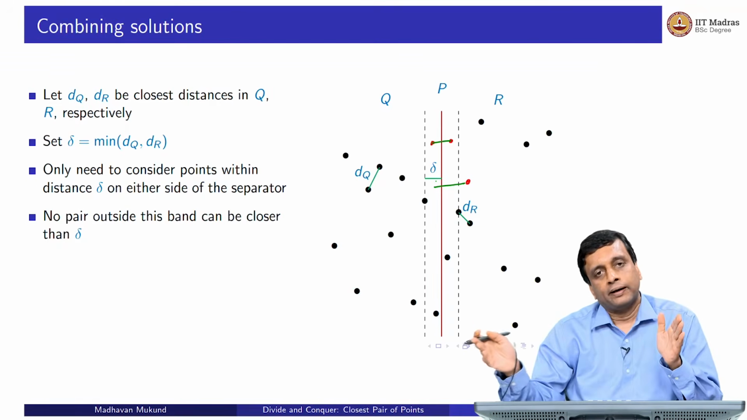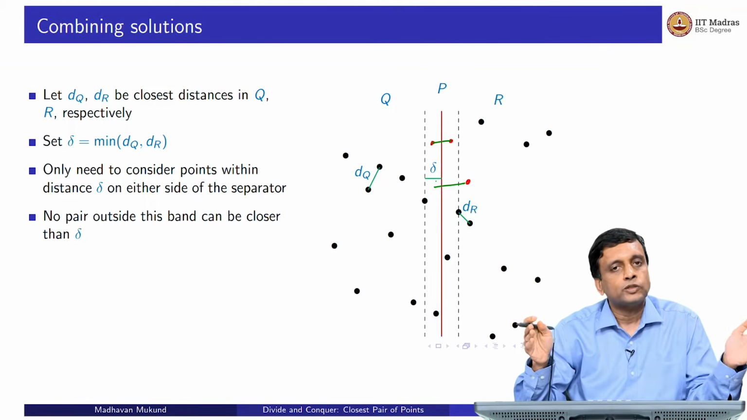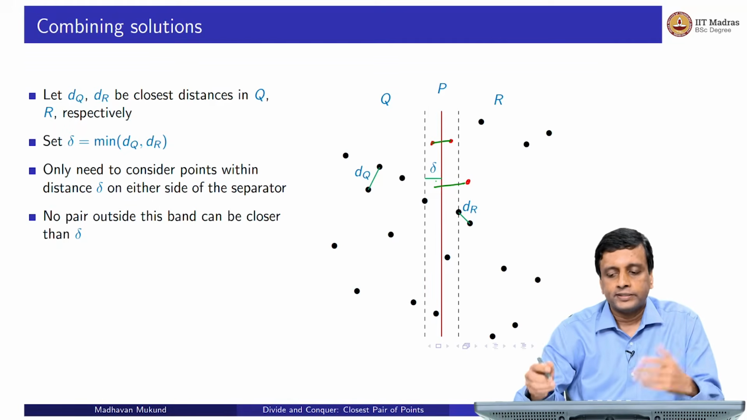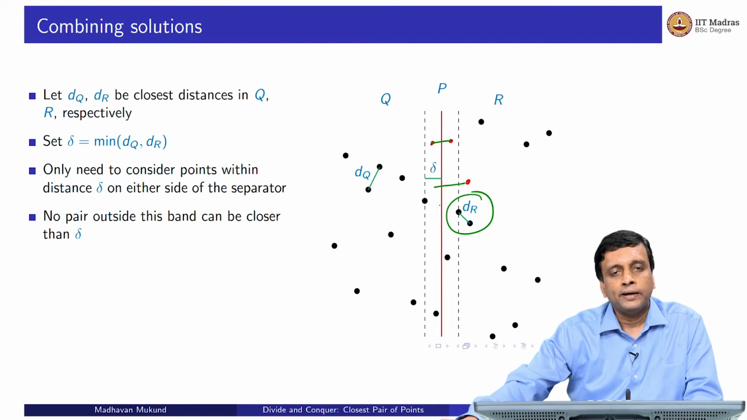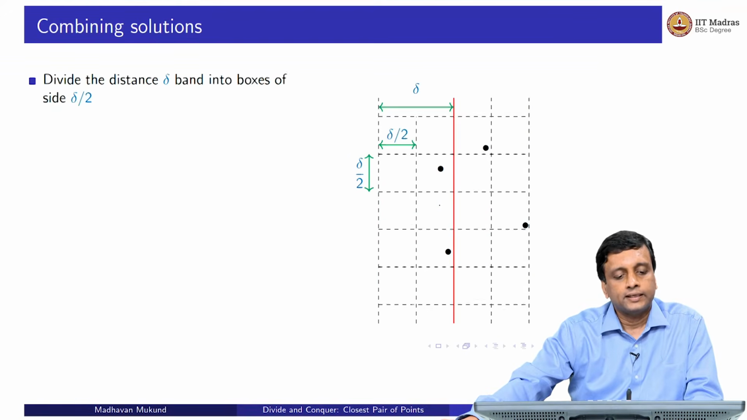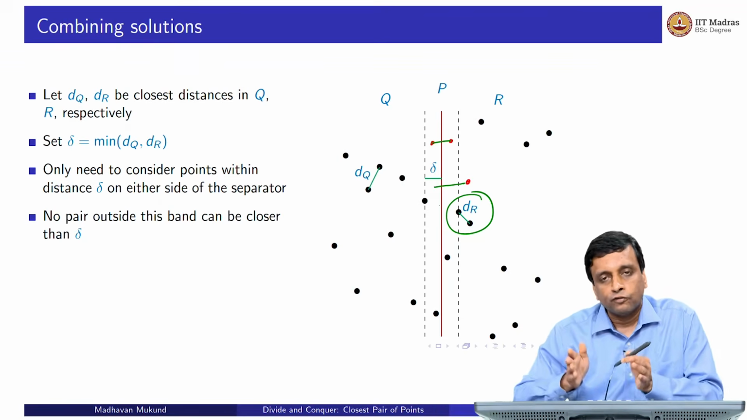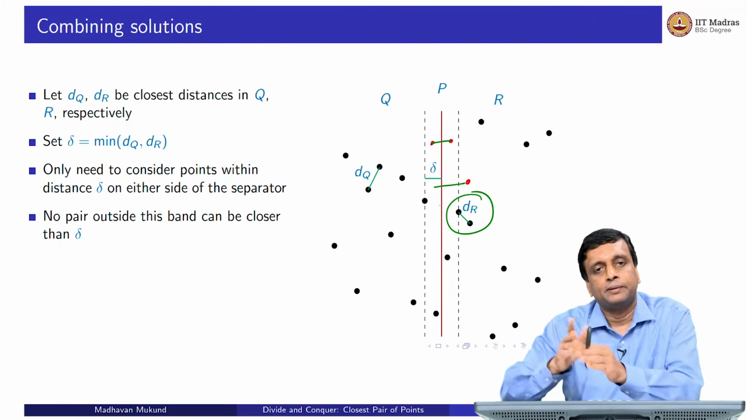Now this is outside the band, so it is more than delta. So the distance to the other side cannot be less than delta. So anything which is more than delta I am not interested in, because I already have a delta solution here, right. So no pair outside this band can be closer than delta. So therefore it is sufficient to focus on those points which lie inside the band.